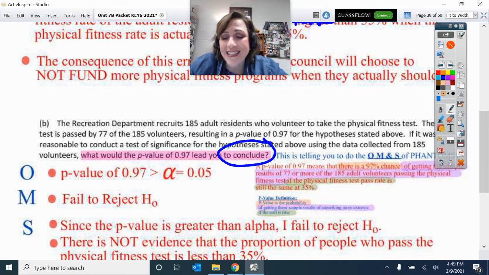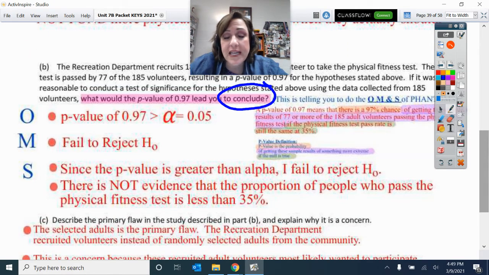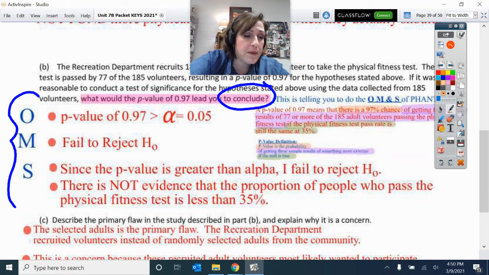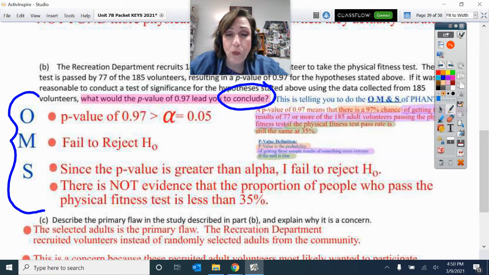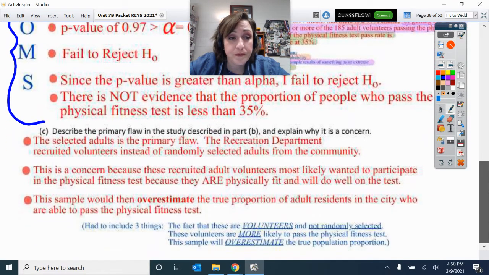What you would conclude, that's the conclusion section of our test. So that is telling me what the p-value is, what it would lead you to do, and say what that conclusion means. So that p-value 0.97 would be greater than the alpha of 0.05. So I would fail to reject. So since that p-value is greater than alpha, there is not evidence that the proportion of people who pass the physical fitness test is less than 35%. Okay, so with that one, I didn't get evidence it's low.